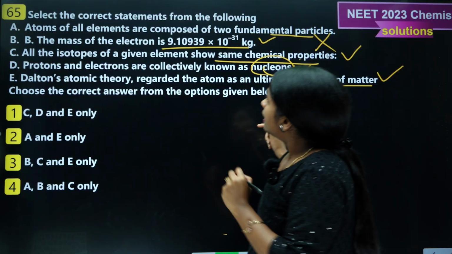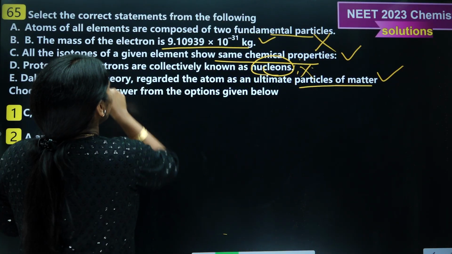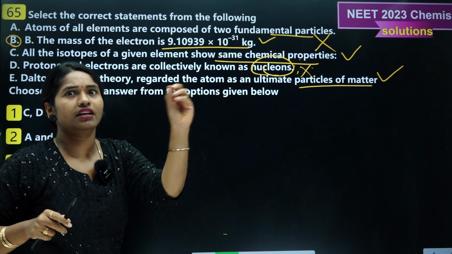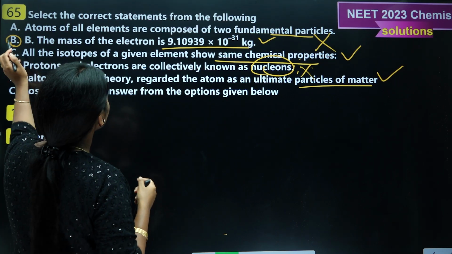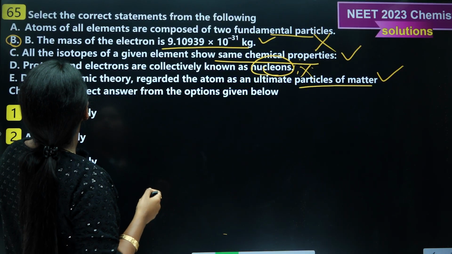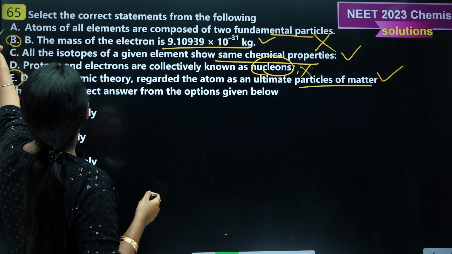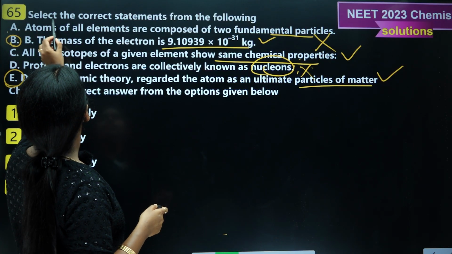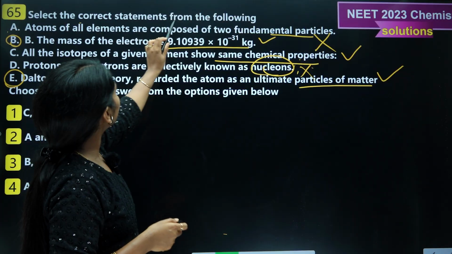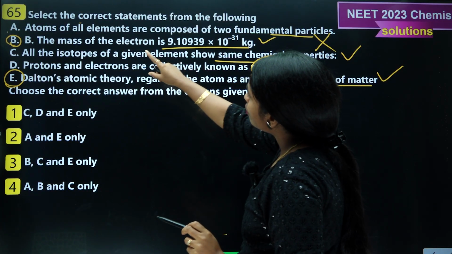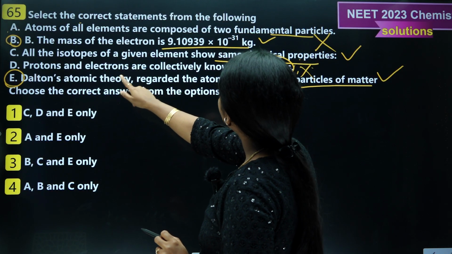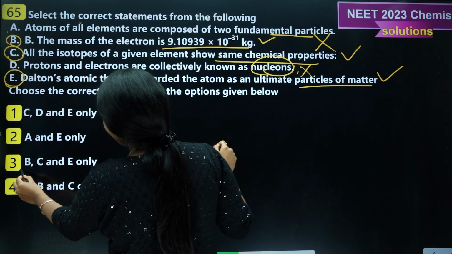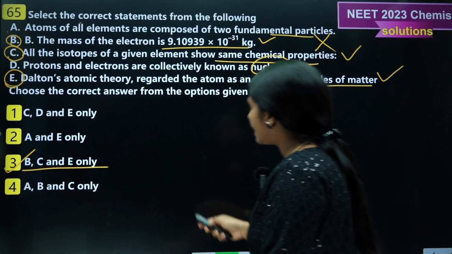In this, they are asking which are the correct statements. This is the most important thing, which is correct and which is incorrect. We have to check properly. A is wrong, C is wrong. They are asking to select the correct statements among the following. So B is correct, C is correct and E is correct. B, C, E, option 3 is the correct answer.